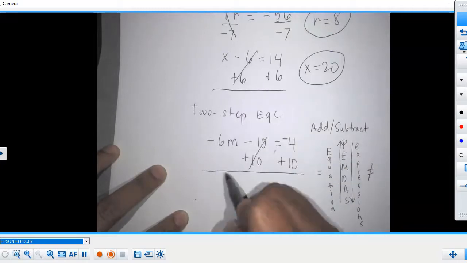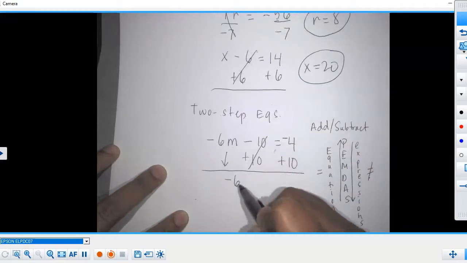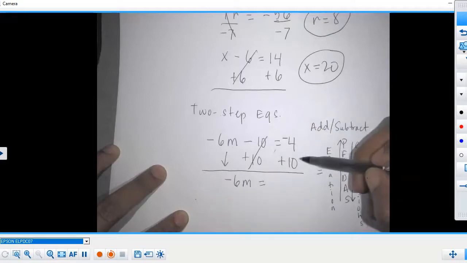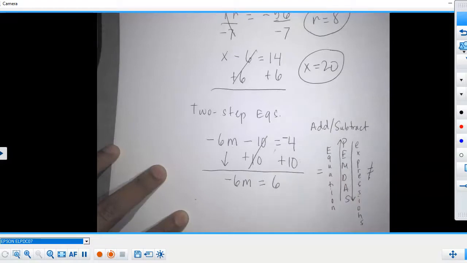And then I'm going to drop down the 6m, but it's negative, so a negative 6m. And then integer rules: I subtract and keep the sign of the bigger number. This is positive 6. And then it's very important, again, to take that sign.